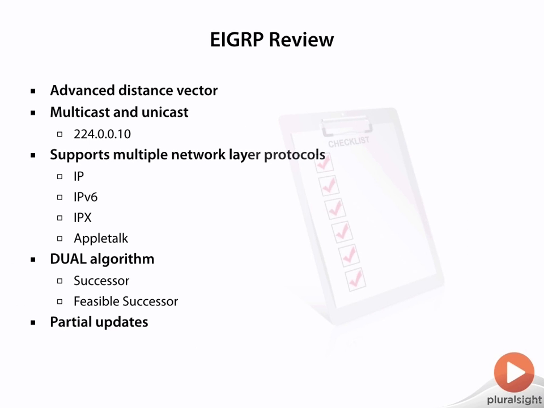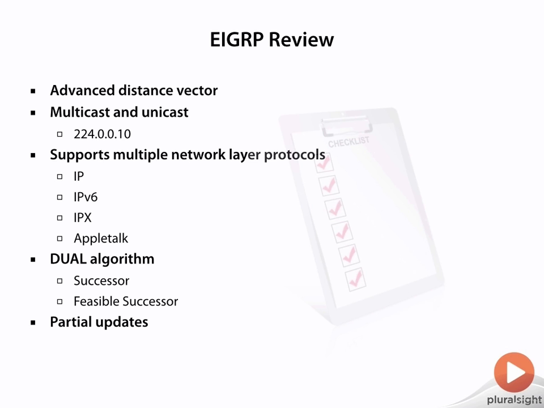So starting out with a little review of EIGRP, the first thing to mention is that EIGRP is an advanced distance vector routing protocol. Now, when I say it's an advanced distance vector routing protocol, some people might call that a hybrid routing protocol. So its roots are in distance vector routing, but there are some advancements to it that sort of mimic or are more along the lines of a link state type routing protocol.